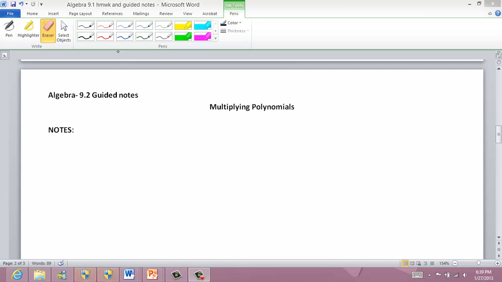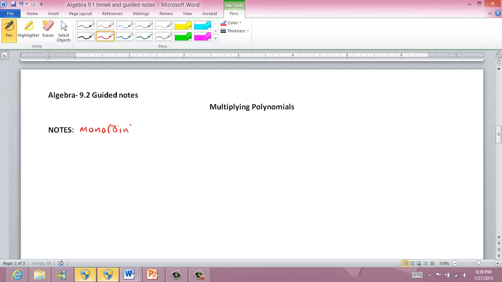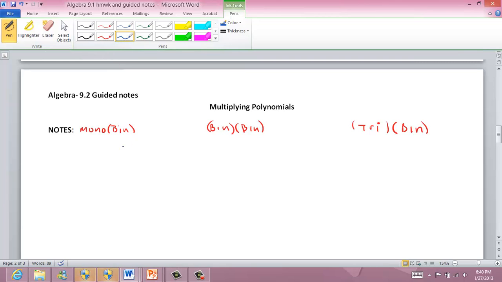With multiplying polynomials, our main focus will be multiplying monomials times binomials, multiplying binomials times binomials, and then trinomials times binomials. Now, to take a look at reasons why we do some of the things we do, we're going to use expressions without variables at first, starting with a monomial times a binomial.